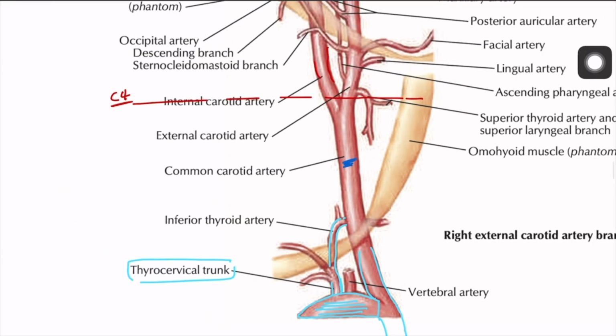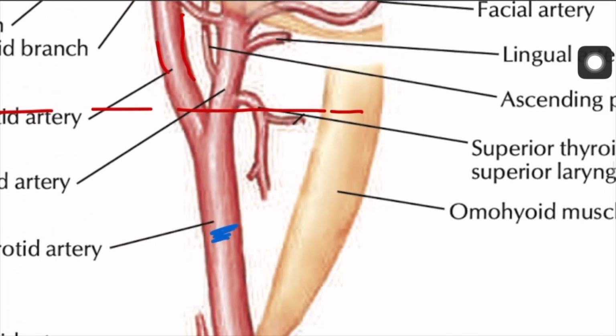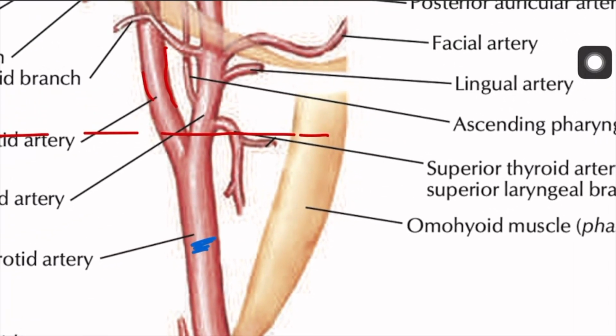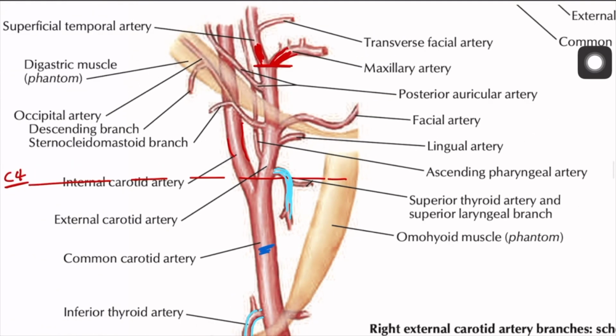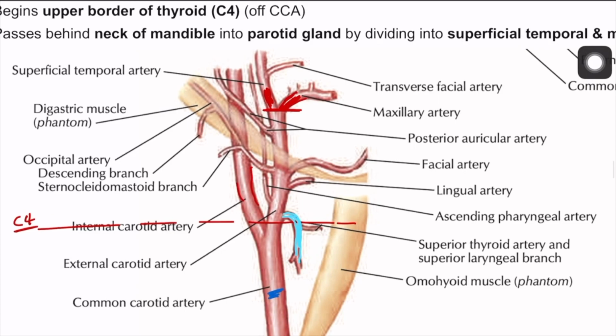Okay, great. So we mentioned as well the superior thyroid artery. So this is the external carotid artery. So the first branch that comes from it is the superior thyroid artery. Okay. So there is another question asking about the branches of the external carotid artery.